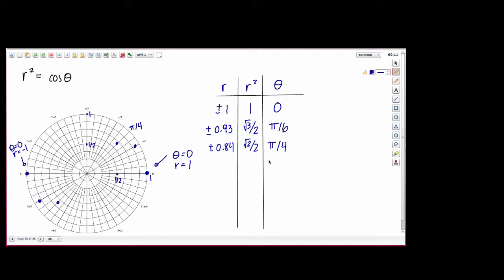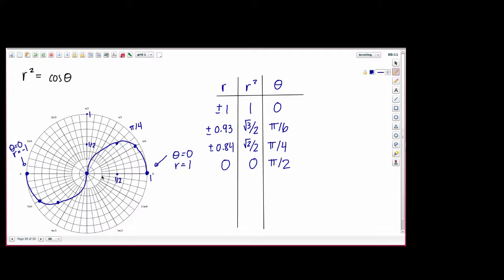So now let's see what happens if we go, for example, to pi over 2. Cosine pi over 2 is 0, so r would just be 0. So we're coming in to 0. So we're getting this top half of a loop coming into 0, and then over here for the negative values, we're getting the bottom half of a loop coming into 0.